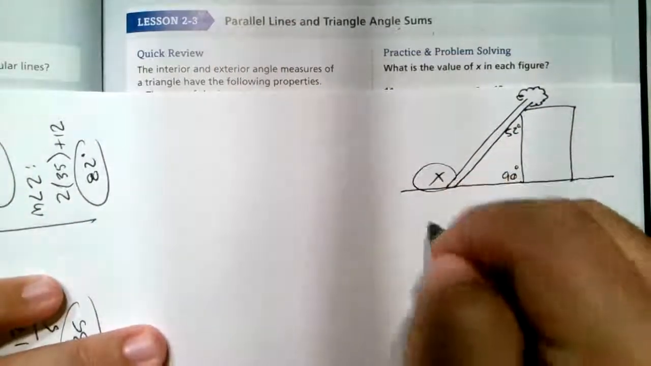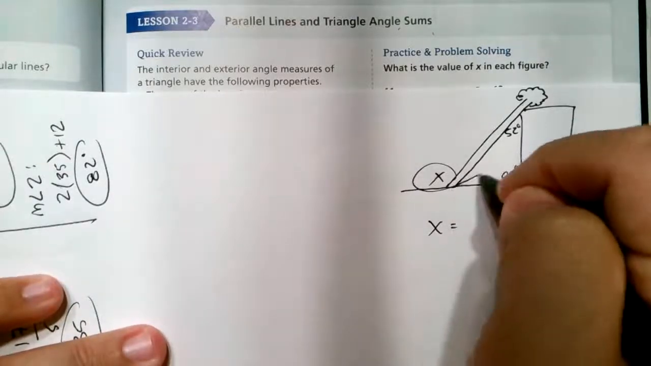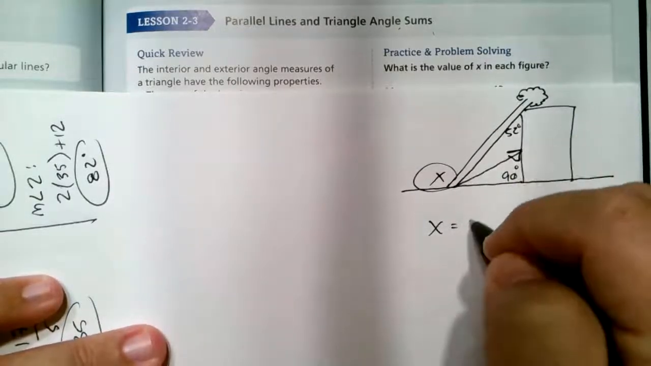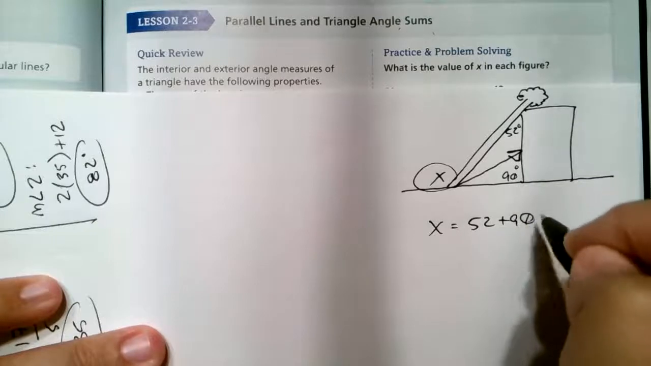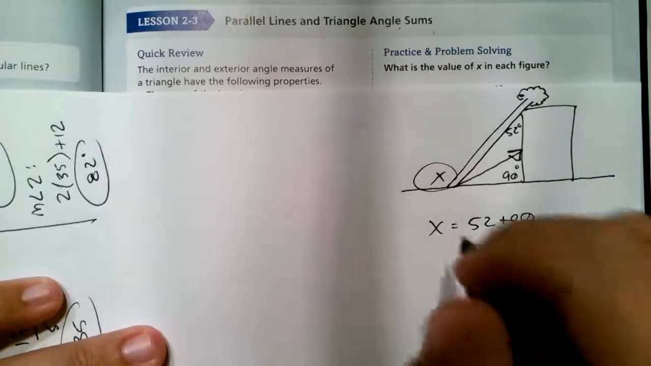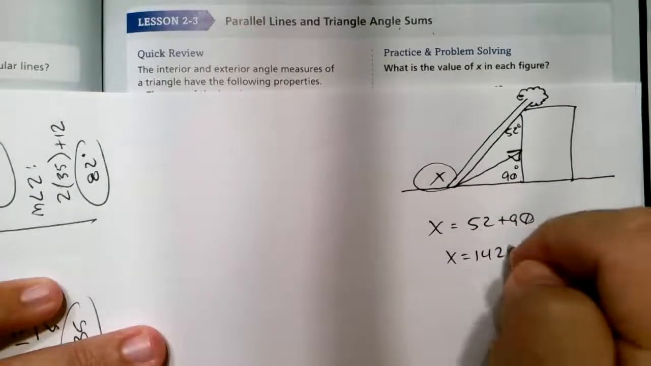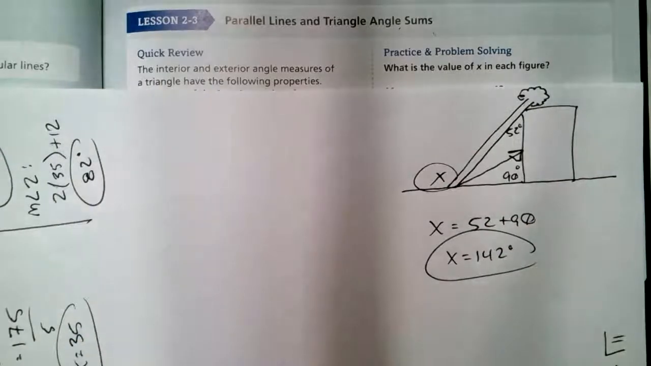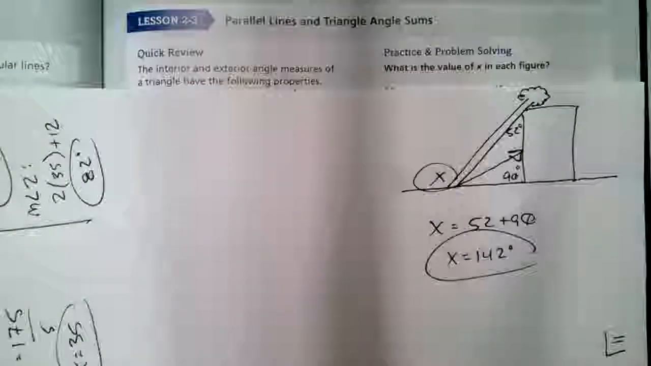And then they're asking, what's the measure of that corresponding exterior angle? Essentially what they're looking for is that right there. So we know that that exterior angle is going to be equal to the sum of the two opposite interior angles. So 52 plus 90, that's 142. So I know that x is 142 degrees.